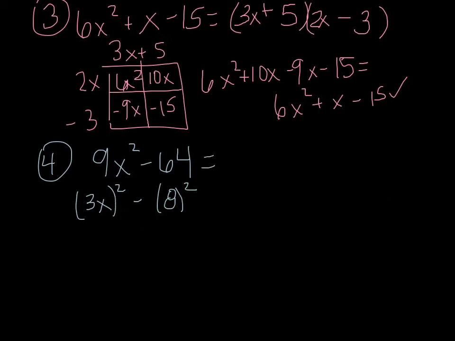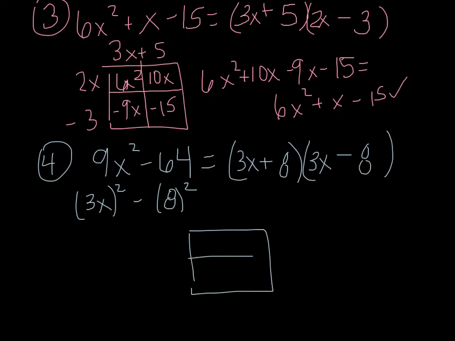So I know that it's going to factor into the same binomial, only one with a plus sign and one with a minus sign. And the first term will be the square root of this, or 3x. And my second term is the square root of 64, which is the 8. So it's 3x plus 8 and 3x minus 8. And again, you should always check to make sure you have the correct factorization.